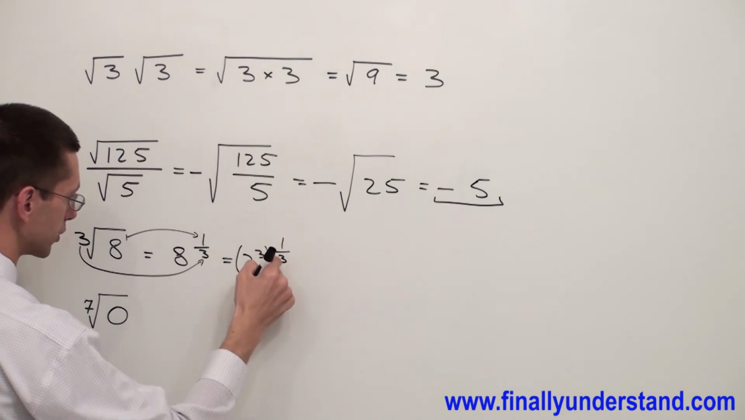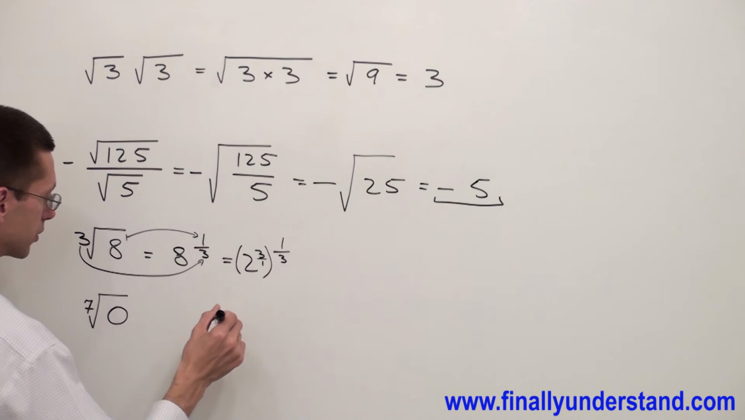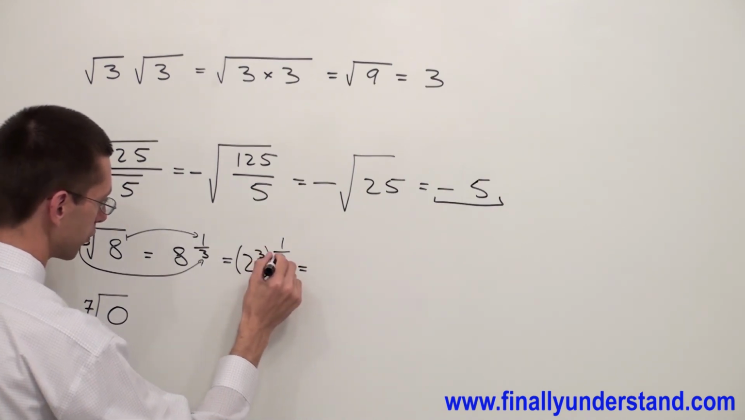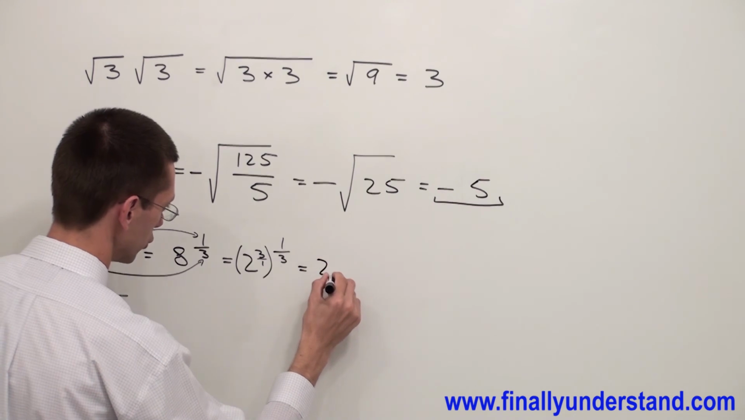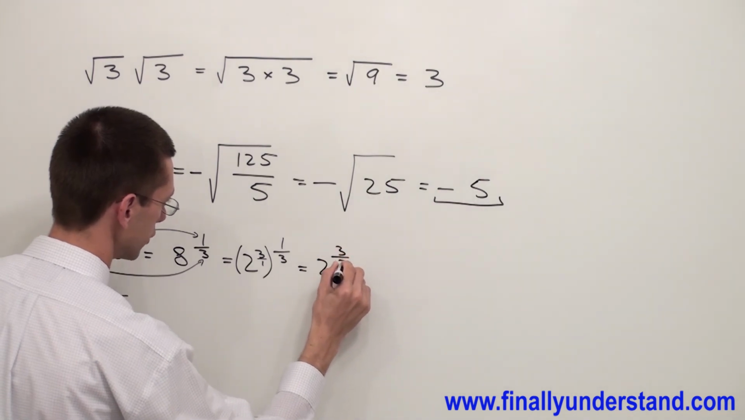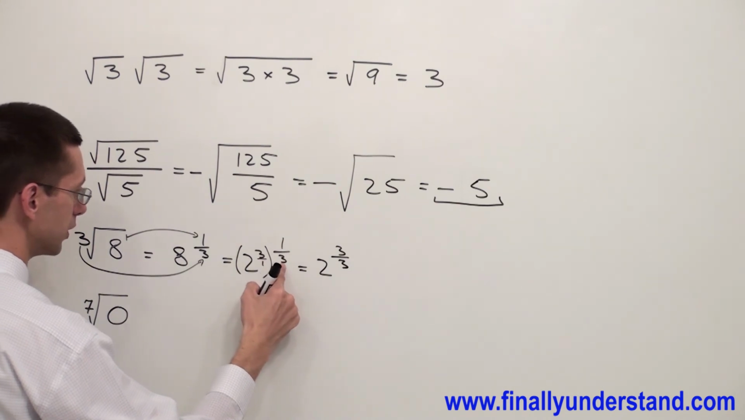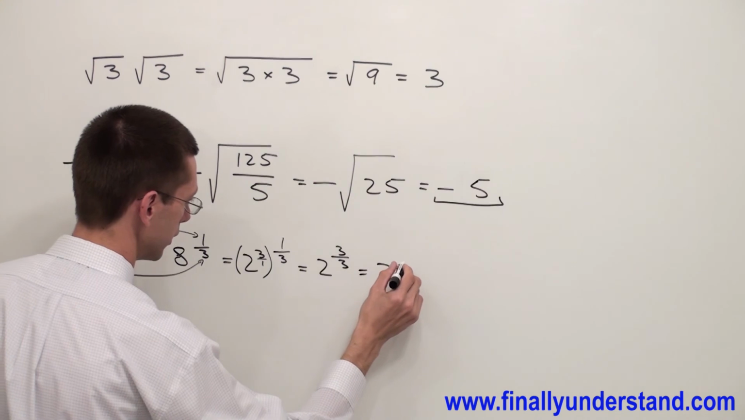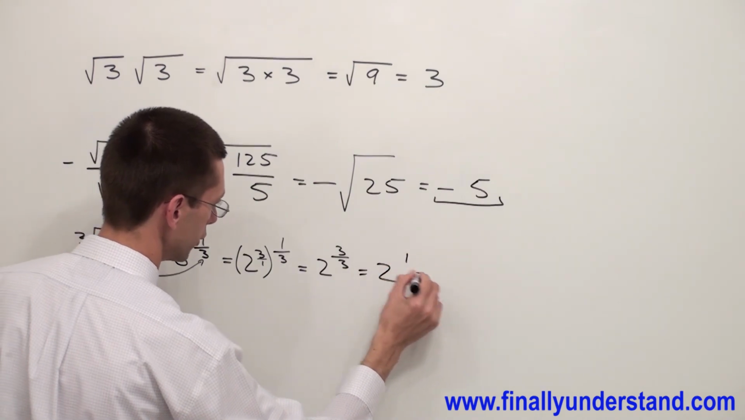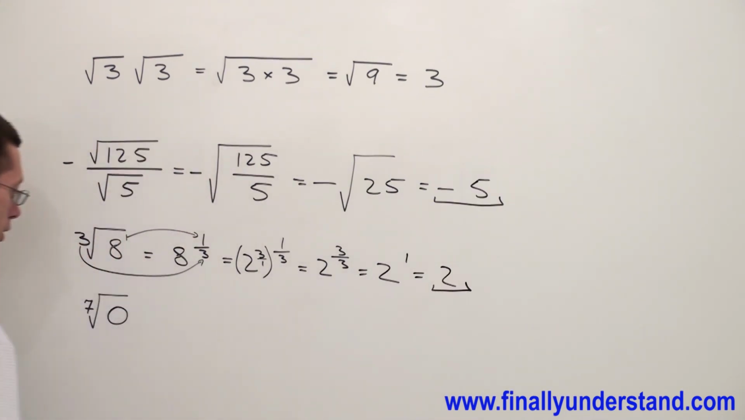Anytime I have a fraction outside of the parentheses, I can also make a fraction inside of the parentheses. Anytime we multiply fractions, we have to multiply these two exponents, so we're going to have 2 and 3 over 3, because we multiply numerator by numerator and denominator by denominator. So I'm going to have 2 to the power 3 over 3. 3 divided by 3 is 1, and 2 to the 1st power is 2. This is the solution to my problem.